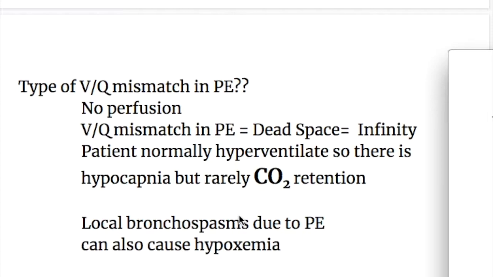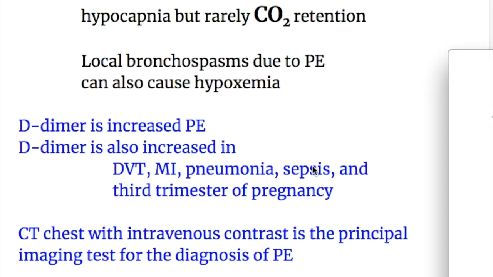The patient normally hyperventilates, so there is hypocapnia, but rarely carbon dioxide retention occurs in pulmonary embolism. And number 2, local bronchospasm due to pulmonary embolism can also cause hypoxemia. So what are the positive tests in pulmonary embolism? D-dimer is increased, but D-dimer is also increased in DVT, MI, pneumonia, sepsis, and the third trimester of pregnancy. CT chest with intravenous contrast is the principal imaging test for the diagnosis of pulmonary embolism.